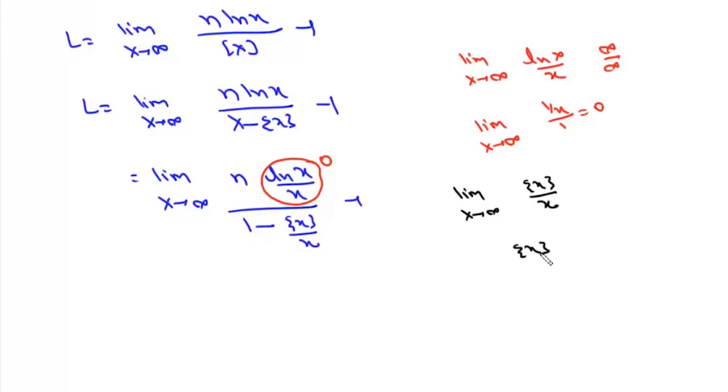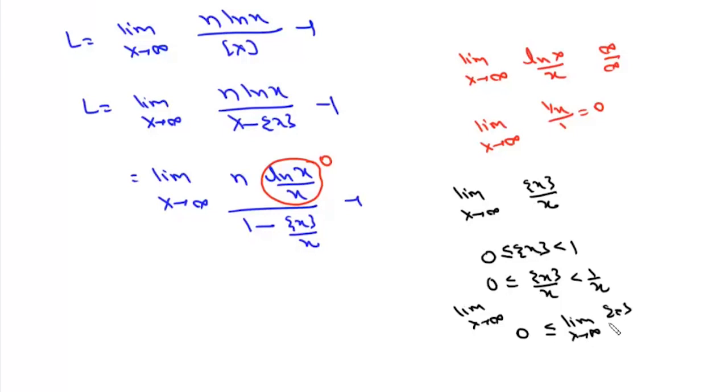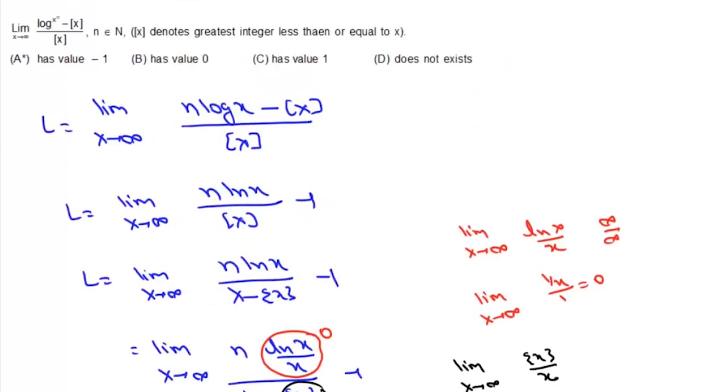Now we know that the fractional part of x will always lie between 0 and 1, and we divide it by x, so fractional part of x upon x is less than 1 by x. Now we take the limit x tends to infinity, it will be 0, and then limit x tends to infinity of fractional part of x upon x will be 0. Then from the sandwich theorem we can say that the value of this limit will also be 0. So the answer to this limit is 0 minus 1, which is simply minus 1, and that's your option A.